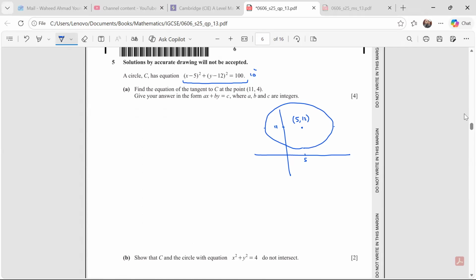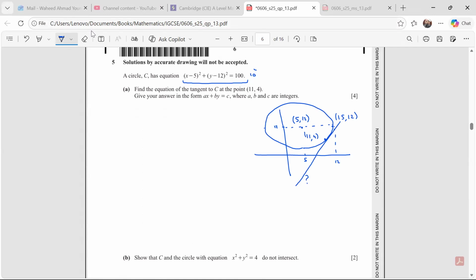11, 4 must be somewhere here, because this is 10, so this is 15 and 12. This coordinate is 15 and this is 12. If I'm talking about 11, it's somewhere a little bit before. So this point is 11, 4, and we need to find the equation of the tangent line at this point. So this line equation we need to find out.